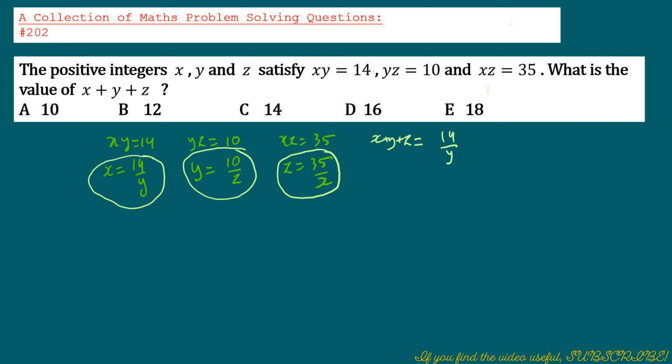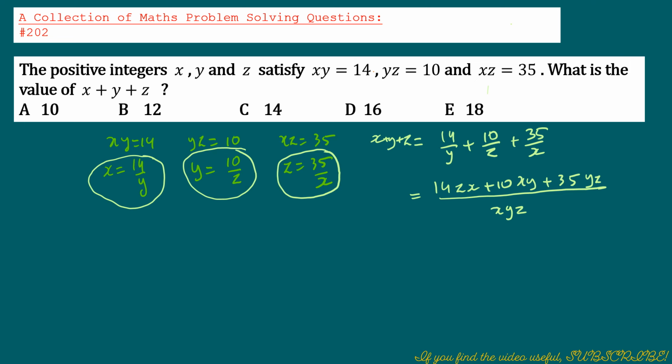14 over y plus 10 over z plus 35 over x, and that would equal 14zx plus 10xy plus 35yz, this whole thing divided by xyz. What is xyz? We know that as well.